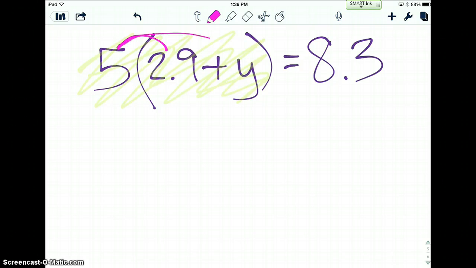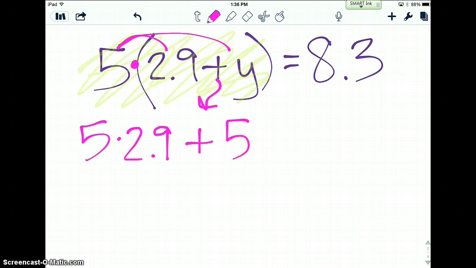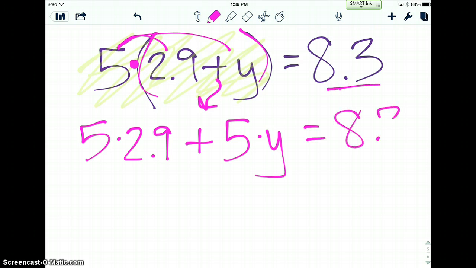The distributive property. So I'm going to have to take that 5 and multiply it with 2.9, bring down that addition sign, and multiply that 5 with the y also. Okay, because the 5 is being multiplied by that entire quantity. Is it being multiplied by the 8.3 also? No, that's just over there sitting there waiting for you to solve.